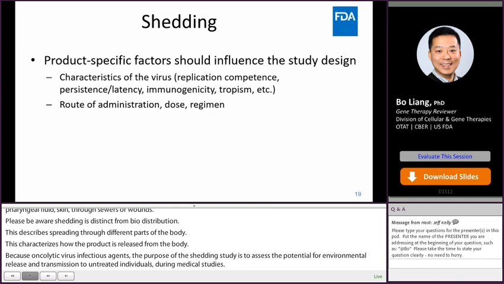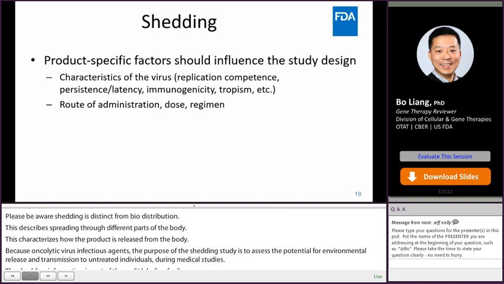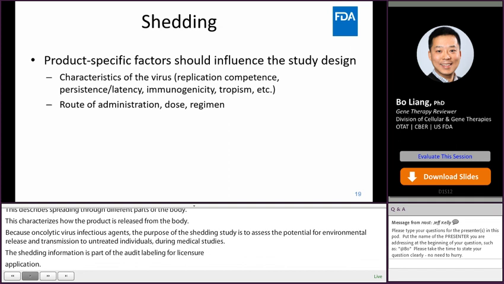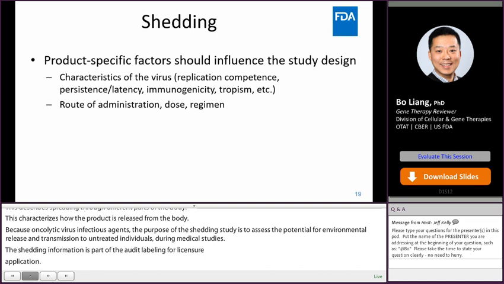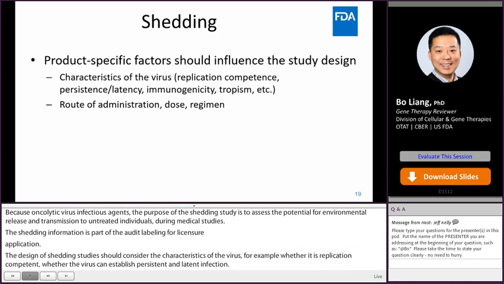For example, whether it's replication competent, whether the virus can establish a persistent and latent infection, its immunogenicity, the pre-existing immunity in patients, and the tropism. And it is also affected by the route of administration, dose, and regimen.